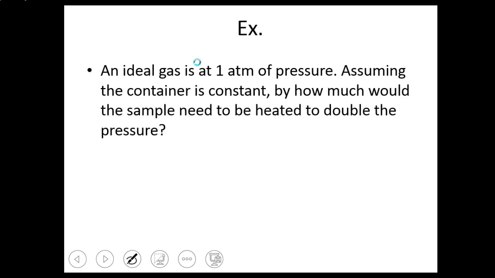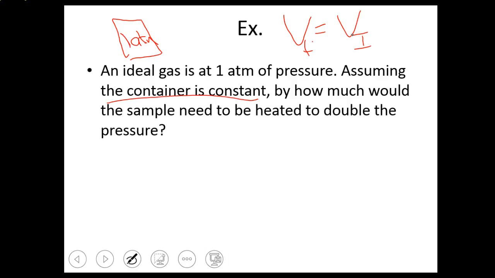So let's try an example. Let's imagine that I have a container of ideal gas and it's at 1 atmosphere of pressure. We're going to assume that the container itself is constant. And so in my mind, that triggers, okay, the final volume is going to be the same as the initial volume. So this is a constant volume problem. By how much would the sample need to be heated to double the pressure?